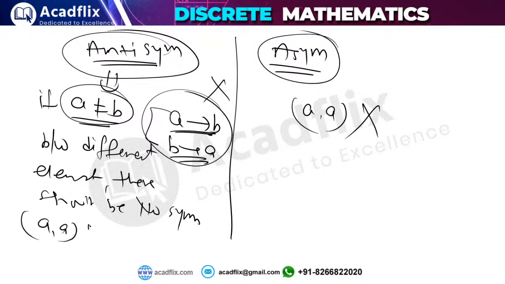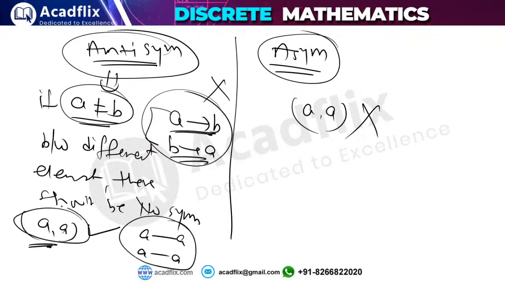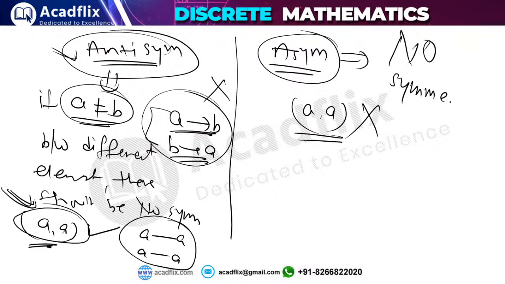Antisymmetric allows this kind of pair, A comma A, because A is related to A. So between same elements there can be symmetry in antisymmetric. So these kinds of pairs are allowed, but this kind of pair is not allowed in asymmetric. This is the only difference. Basically in asymmetric there should be strictly no symmetry.